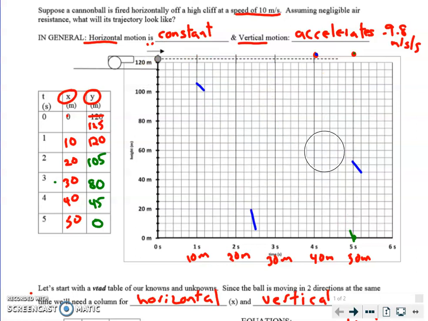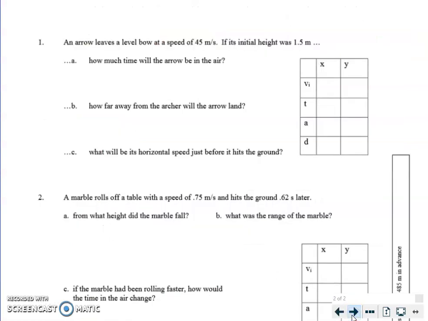Okay. So the key, though, to figuring this out is the VTAD part. So let's go to the back. I'm going to have you do these practice problems. The answers are right there. Okay? The key to doing this is simply splitting up horizontal and vertical. So I have an arrow leaves the bow at a speed like this, and its initial height is this. I just got to make sure I'm careful to distinguish between horizontal information and vertical information. So I'll fill out the table, and then I'll let you do the problems yourself.